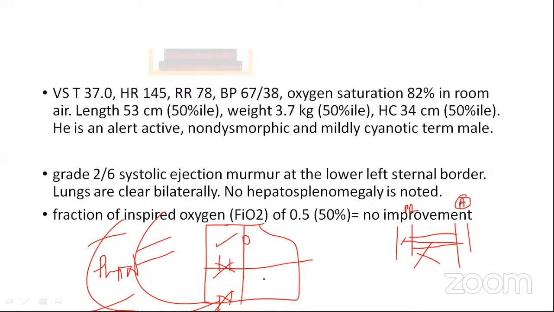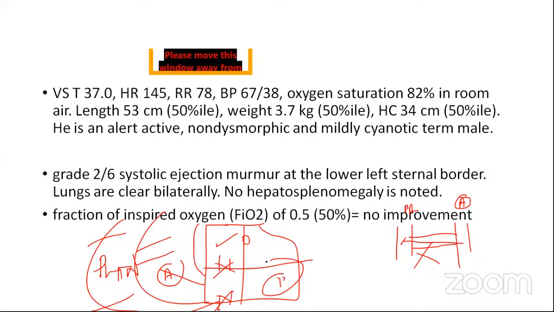Anything else? What if this vasculature itself is abnormal? So we are assuming that the heart is normal. Yes, correct. So if this is giving rise to the aorta and this is giving rise to the pulmonary vessel, then you'll still have cyanosis. So this is transposition of great arteries. Then anything else?